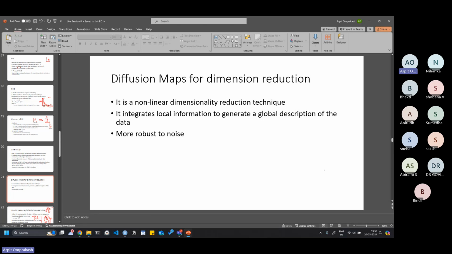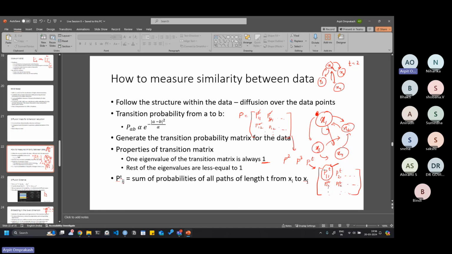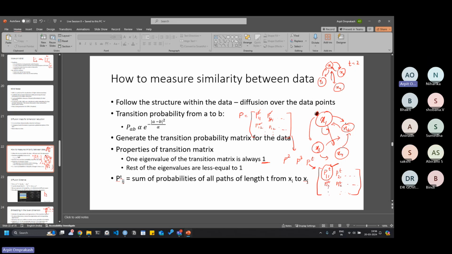Okay. Then we also talked about diffusion maps. A diffusion map is a nonlinear dimensionality reduction technique which integrates local information to generate a global description of the data. It's more robust to noise. So it basically follows a diffusion over data points kind of model. Let's say you have these 4 data points in higher dimension. You put a marble on one of them and you let it freely flow. So where does it go? That is basically diffusion. We want to quantify this.